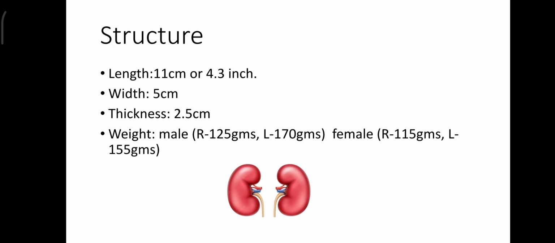Next, we will know the structure of a normal kidney. The length of a normal kidney is about 11 cm or 4.3 inches. Next, the width of the kidney is 5 cm and the thickness is 2.5 cm. Weight of the kidney: a male right kidney is about 125 grams and the left kidney is 175 grams, and a female right kidney is 115 grams and the left kidney is 155 grams.